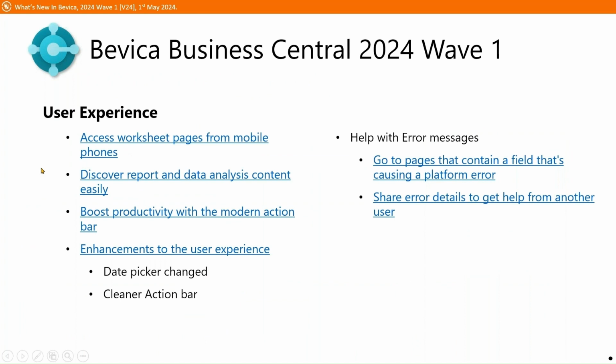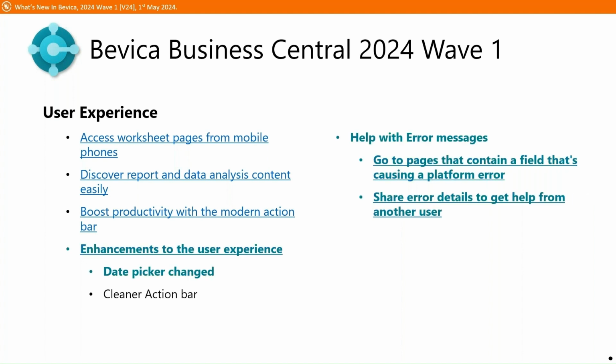So from a user experience point of view, as ever, they're doing tweaks here and there, telling us the software is easier to use, cleaner to use, etc. A couple of nice things that I wanted to point out: the date picker has changed, so it's potentially easier to pick dates way in the future and in the past. And for error messages, they've made it easier to tell people about the error messages that you're getting.